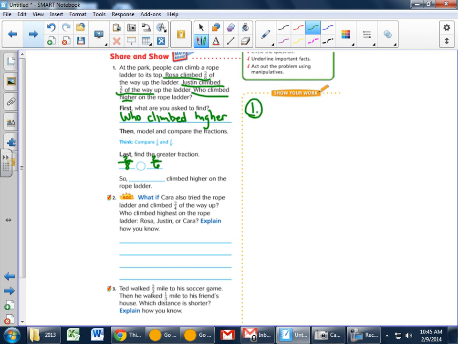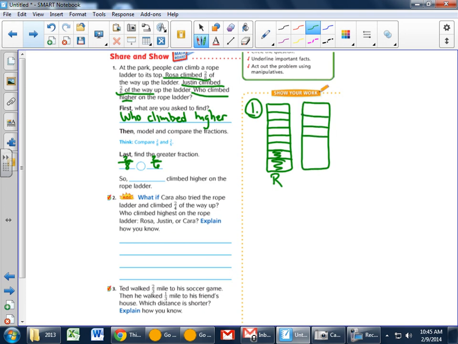Okay, so Rosa climbed 2/8. So I'm going to draw my ladder. I'm going to make it into 8 pieces. I should have saved it from the other one. 1, 2, 3, 4, 5, 6, 7, and 8. Okay, and she climbed up 2 of those. Okay, this is Rosa. And then I have Justin, who we're going to break into 6 pieces. One, 2, 3, 4, 5, 6. Okay, and he climbed 2 of the 6ths.